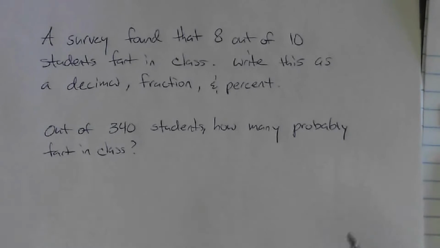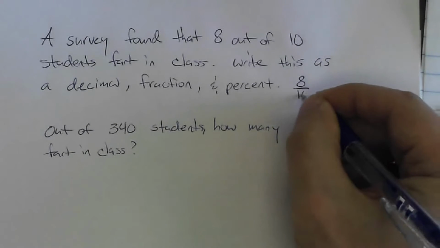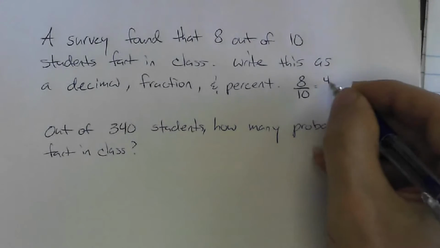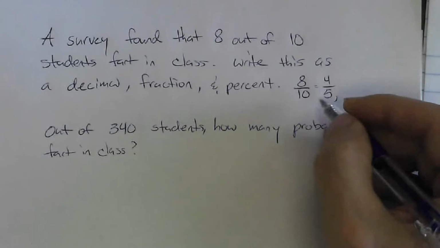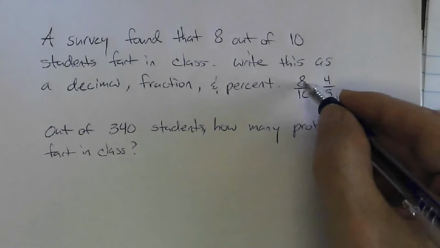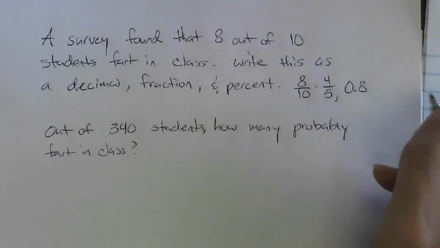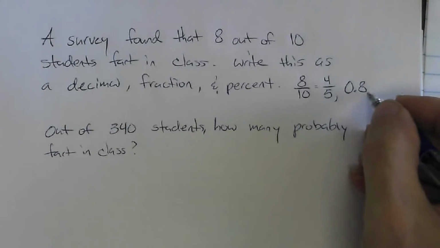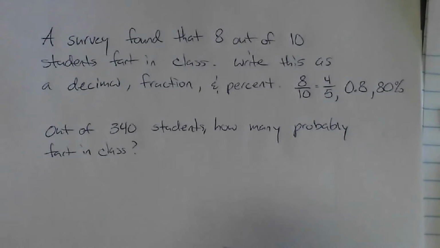Okay, so 8 out of 10 students are farting in class, and we want to write this as a decimal, fraction, and a percent. So, as a fraction, we've got 8 out of 10, and we can reduce this. Both these numbers are even. 2 goes into 8 4 times, and 2 goes into 10 5 times, so 4/5. Now, if we divide either of these, we get the decimal, 8 divided by 10 or 4 divided by 5. Either way, that's going to be 0.8. And to turn this into a percent, all we do is multiply this by 100 or move the decimal 2 spaces, and that's going to give us 80%.